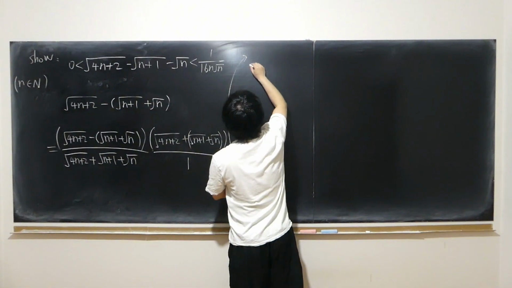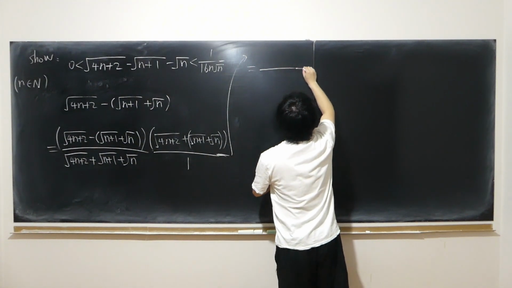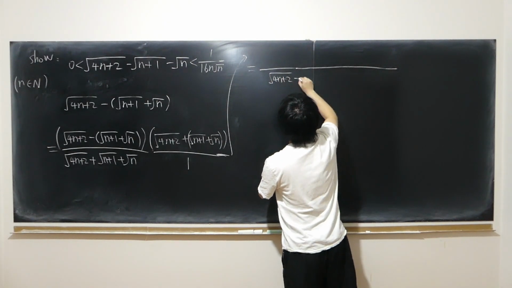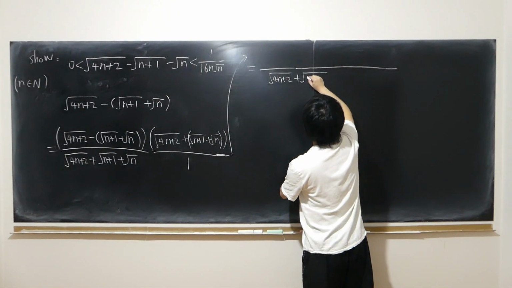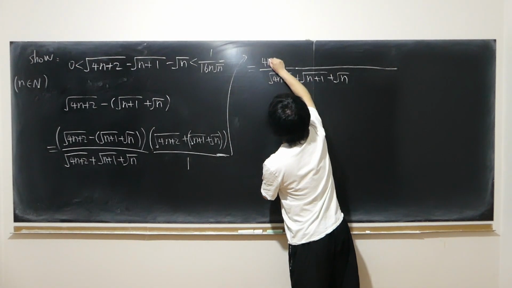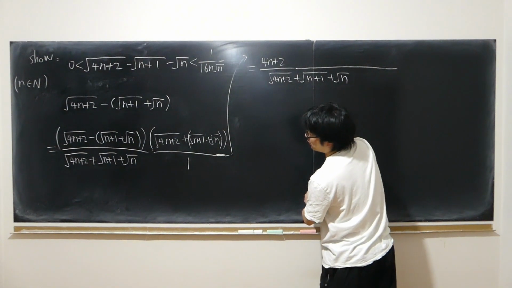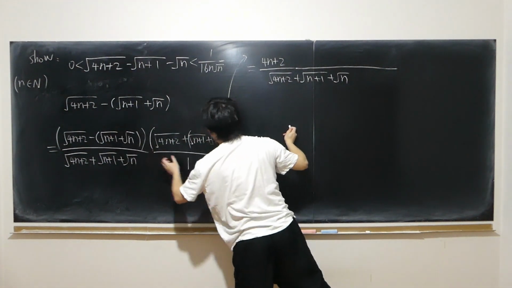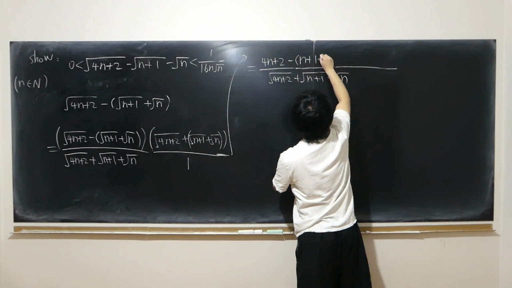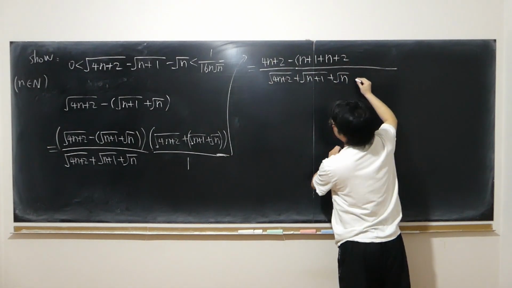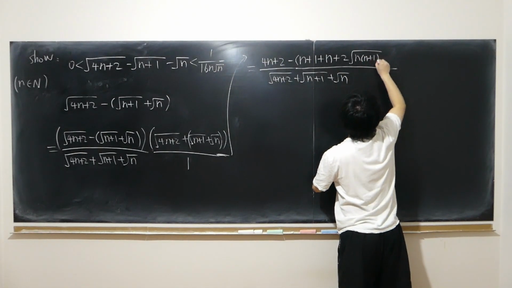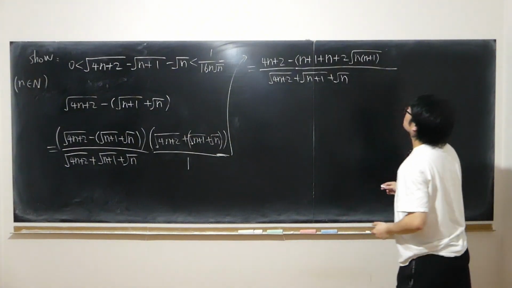Now, down here, let's copy it down, this one, plus square root of n plus 1 plus square root of n. Up here we have 4n plus 2 minus that square. Right, but this square is a little bit complicated. First of all, we have n plus 1. Then we have n. Then we have twice the square root of n times n plus 1. That's what we have up here.